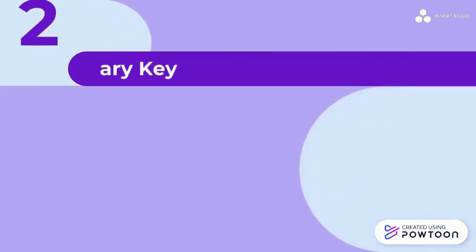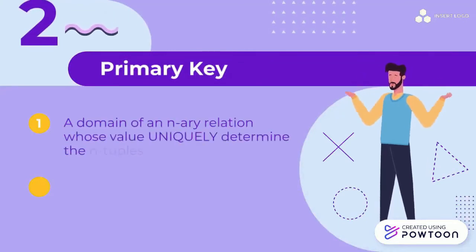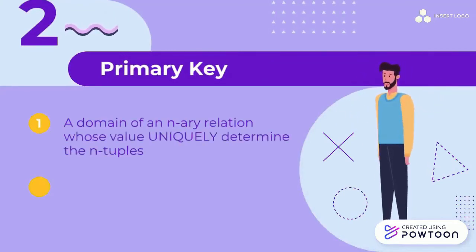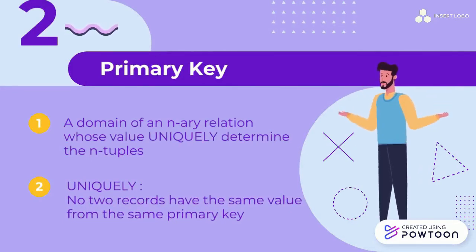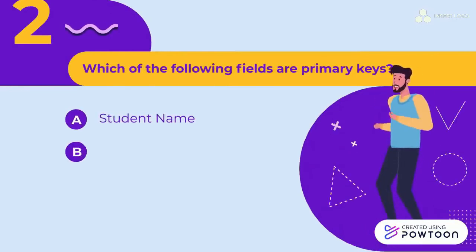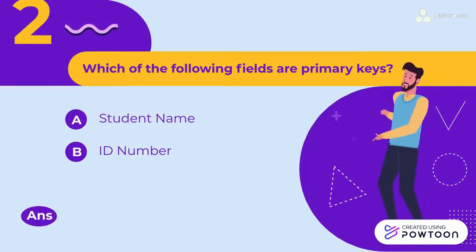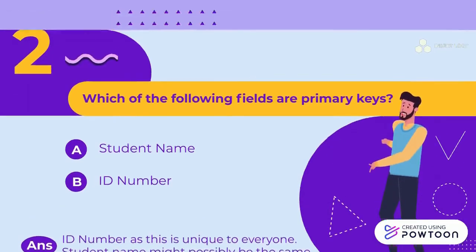Alright, now, what is a primary key? A primary key is a domain of an n-ary relation whose value uniquely determines the n-tuples, and uniquely means no two records can have the same value from the same primary key. Which of the following fields is a primary key? Student name or ID number? Well, the answer is ID number because it's unique to everyone. Student name might be the same.